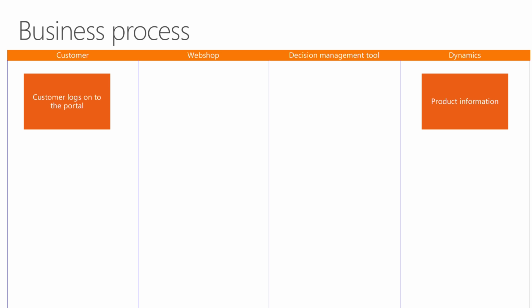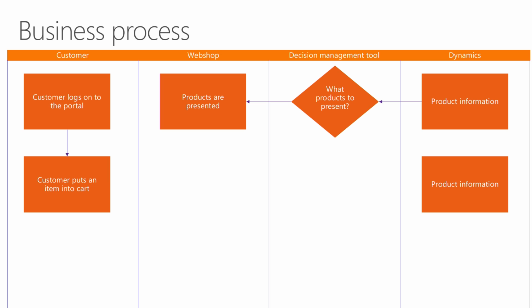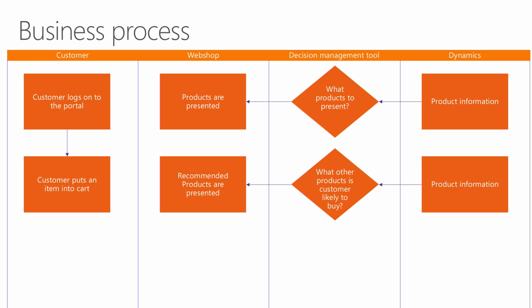Customers log on to the website. The first decision is, AX has the product information, but what type of product do I display to the customer, right? That's the first decision. Now I present the list of products to the customer. There comes the second decision, which is, what product is the customer most likely to buy, right? Because I have all my historical data. That's where Azure Machine Learning comes in. I can run the data through my machine learning models and come up with this.